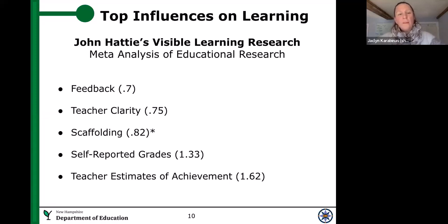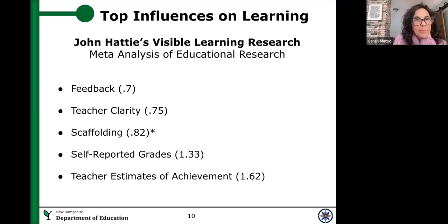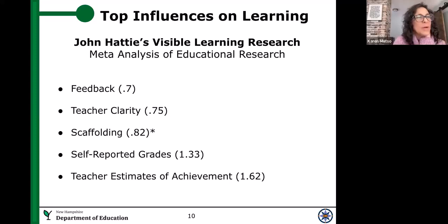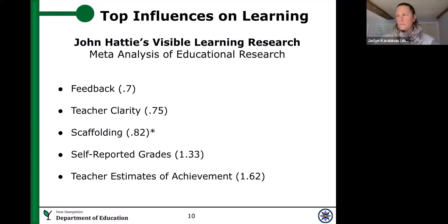And so I pulled out some of the top impacts, influences on learning from John Hattie's research. And I'm sure this has come up. Karen, has this come up a lot for any 21C things? Just talking about this research, the visible learning research. I don't know that we've talked so much about John Hattie. Do you guys think we have?